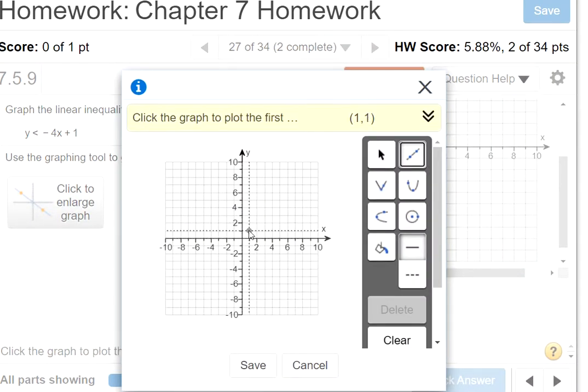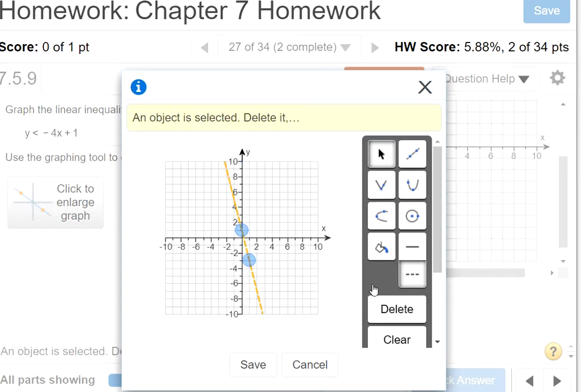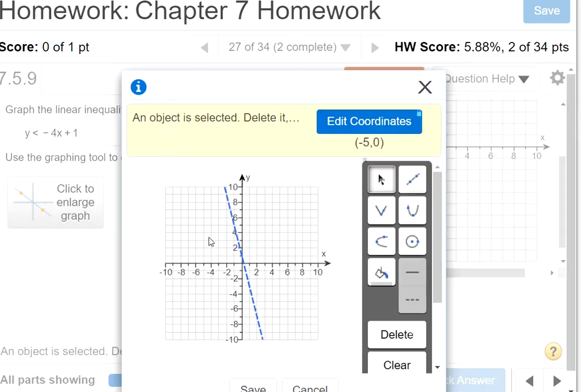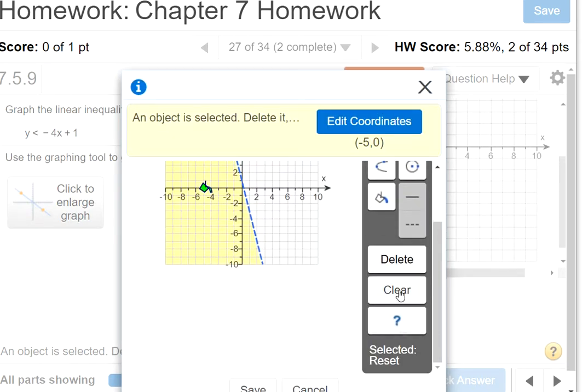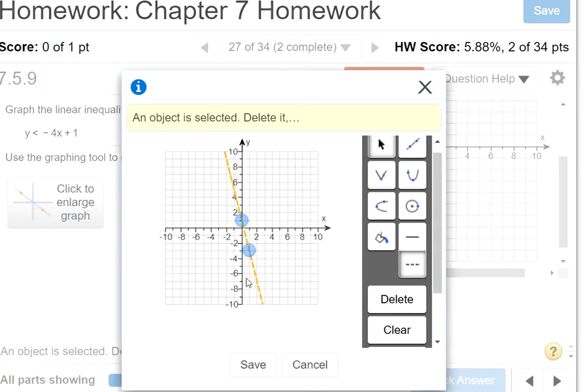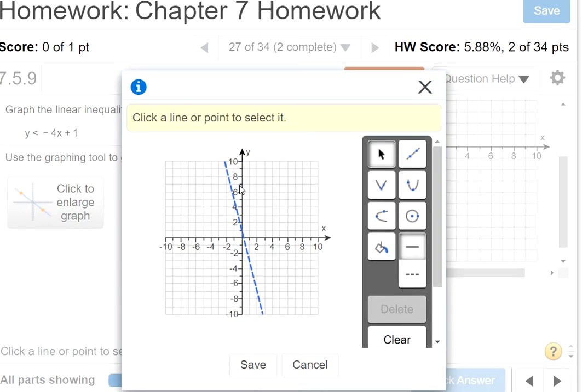Let's use our dot tool here. We said it started on the y-intercept of 1, goes down 4 to the right 1, put a dot, and we'll make it dotted. And then we have to decide which side to shade, okay? It's either this side, oops, how do I undo that? Or it's on the other side. I don't want to click it because I might mess it up.